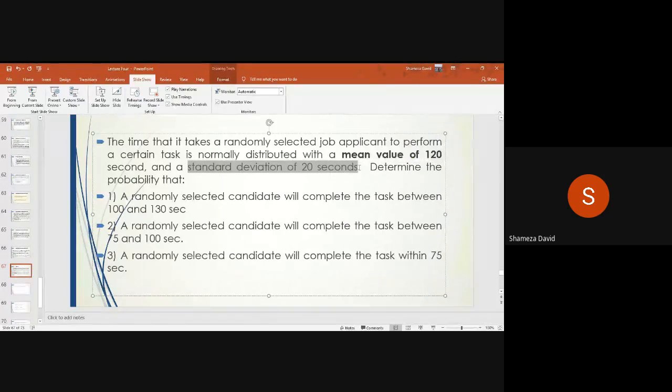And so we want to find some probabilities. First, the probability that a randomly selected candidate will complete the task between 100 and 130 seconds is such a good example because it shows us a different variation from the one we just looked at. Secondly, that a randomly selected candidate will complete the task between 75 and 100 seconds, another good one. And then that a randomly selected candidate will complete the task within 75 seconds. And of course, within 75 seconds would mean 75 seconds or less. And so let us try to work those out now.